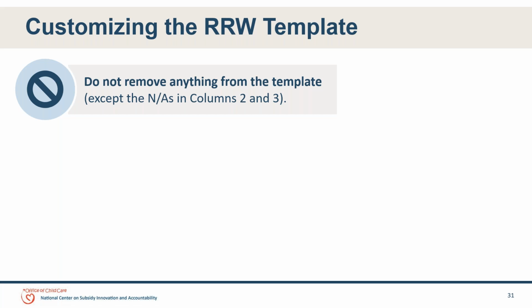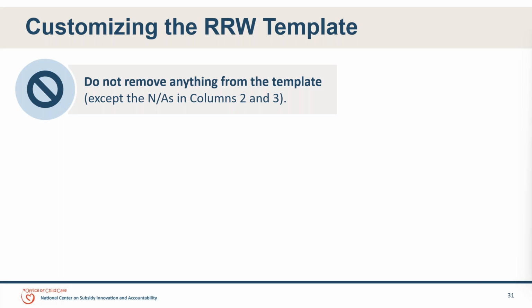Once you've familiarized yourself with the record review worksheet and you've determined the format you'll be using to create your customized template, then you can go ahead and start customizing it. First, when you're customizing, make sure you don't remove anything from the template, with the exception of those NAs that show up in columns 2 or 3.